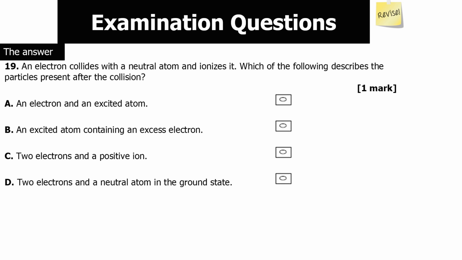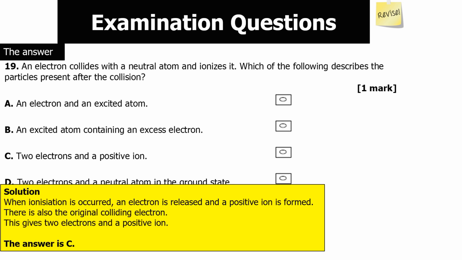Right, the answer for this one is C, because when ionization has occurred, an electron is released and a positive ion is formed, but there's also still your original colliding electron which interacts with that atom at the start. So therefore we have two electrons, the original electron and the electron emitted through ionization, and the positive ion produced when the atom has released that electron. So the answer is C.